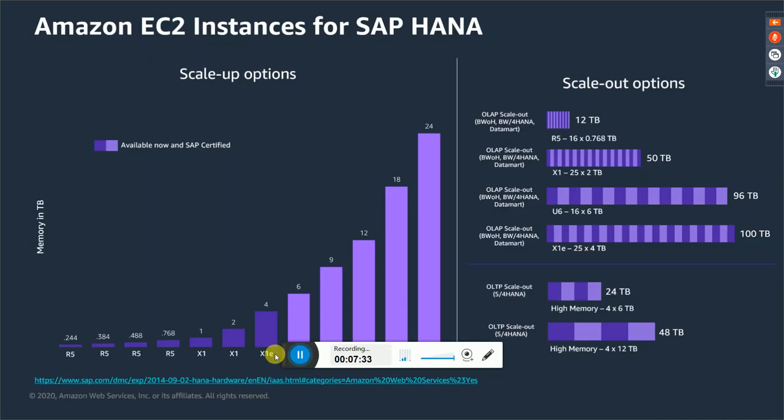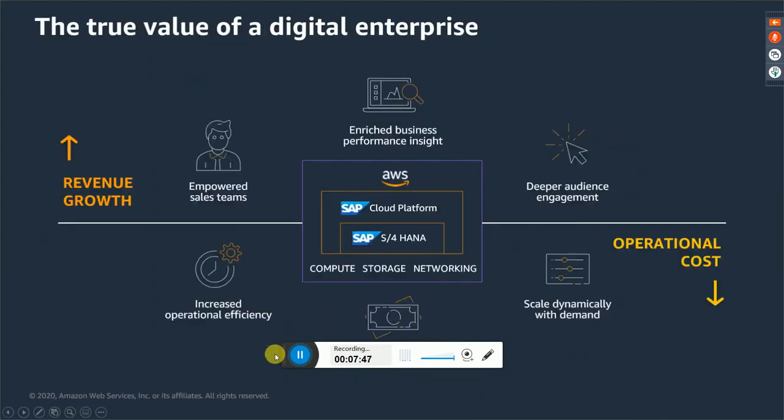So again, this is one of the other reasons we really see customers adopting AWS for SAP workloads: the ability to have both a breadth and depth of service instance types. So as we've talked about the instances, the availability of different hardware types.